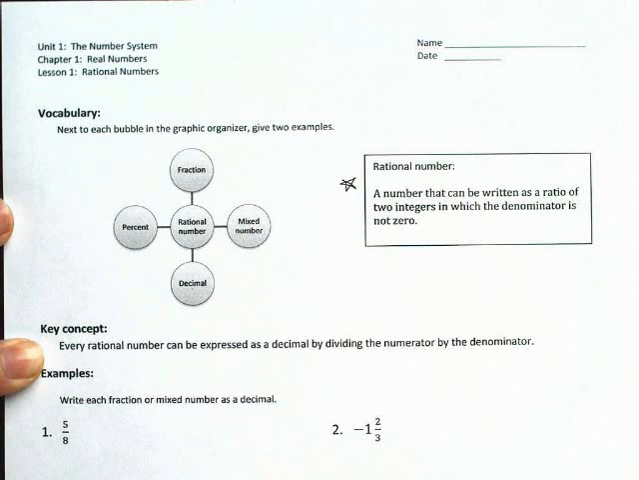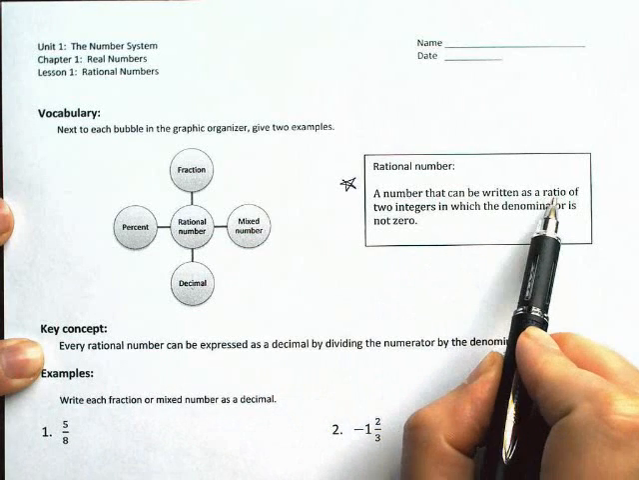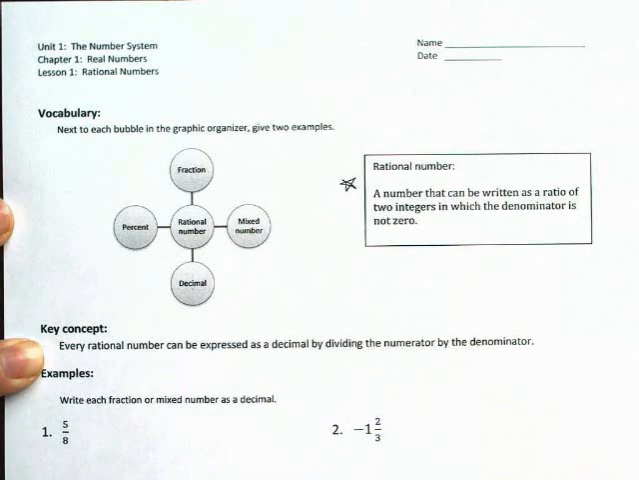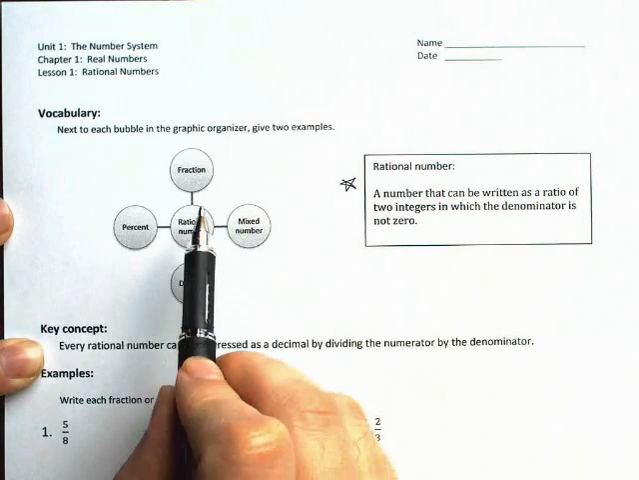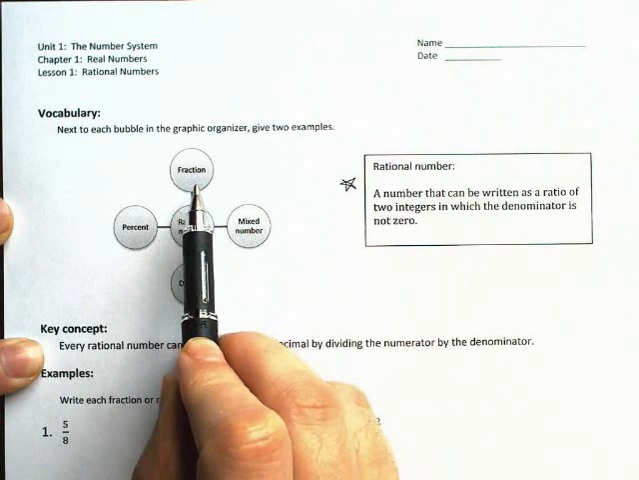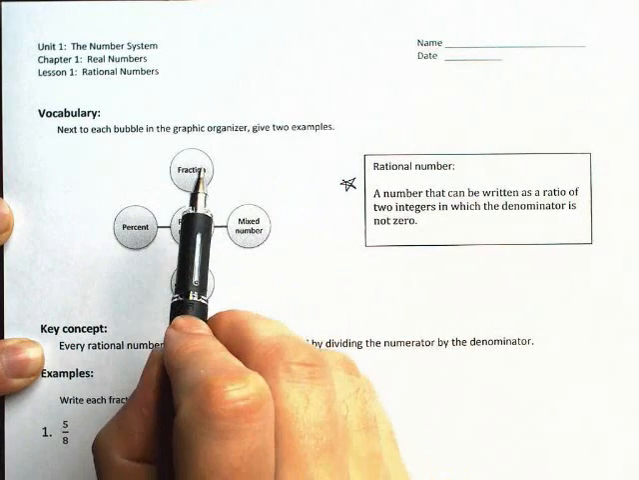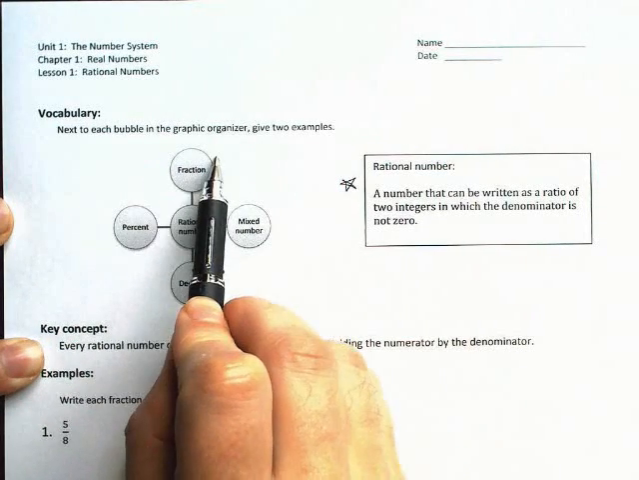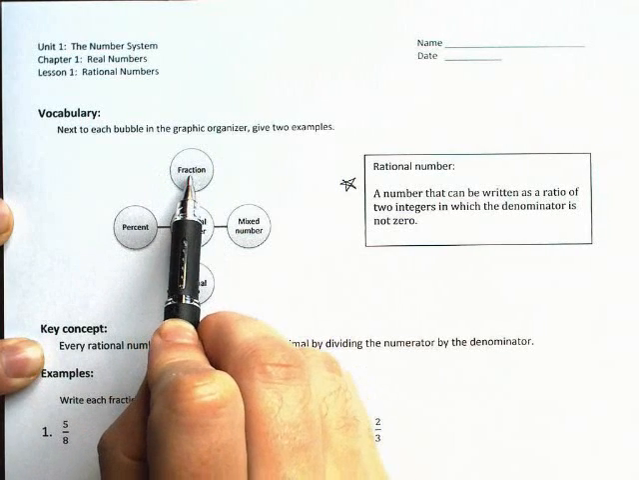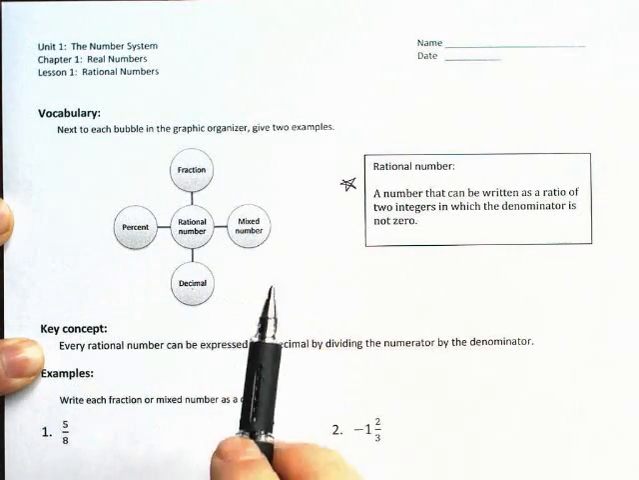Okay. Now, even though the definition refers to a rational number being written as a ratio of integers, and a common way to show a ratio is one number over another, like a fraction, there are other forms that the rational number could take. Fraction is only one of them. And so what this first part of the note page is asking you to do is to give two examples next to each bubble. So next to the bubble for fraction, make up two fractions.